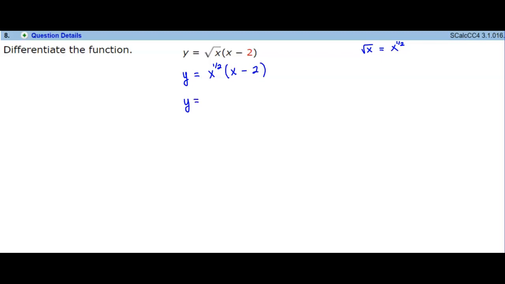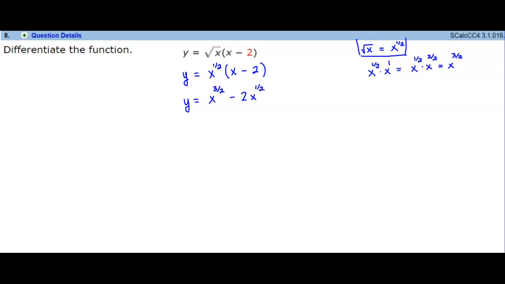If we're going to distribute, then we take x to the 1/2 and multiply that by x to the 1, which is the same thing as x to the 1/2 times x to the 2/2. And remember, when you multiply with the same base, you add your exponents, so we get x to the 3/2. So when we distribute, we get x to the 3/2 minus 2x to the 1/2.